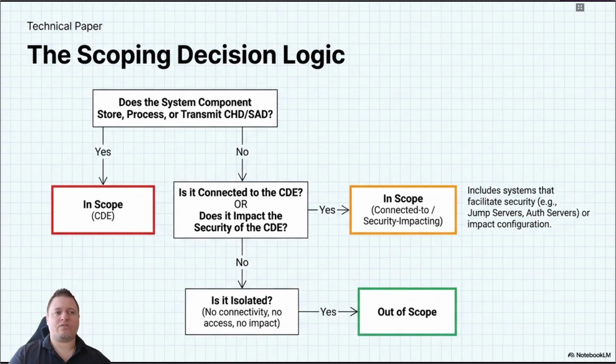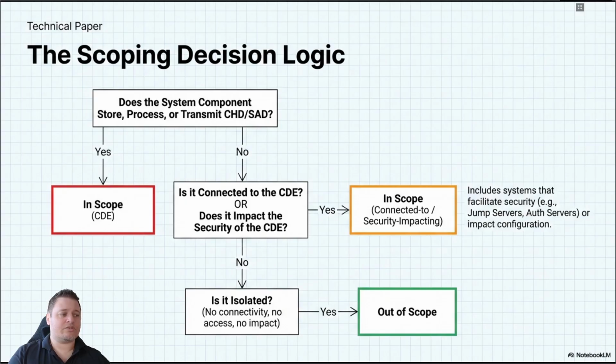Now, this goes over the scoping decision logic. Does the system component store, process, or transmit cardholder data or sensitive authentication data? Sensitive authentication data is like the code on the back of your card, that kind of thing. If yes, it's in scope. It falls underneath the PCI DSS rules. If not, then if it does not store, process, or transmit, is it connected to the CDE? Or does it impact the security of the CDE? If it does, it's in scope.